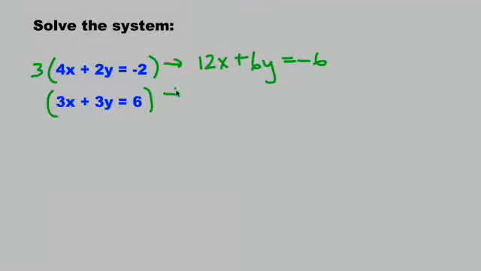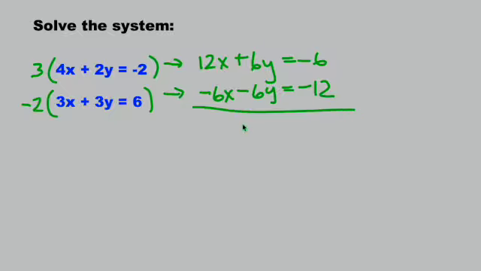When I do the same thing here, I'm not going to multiply this by 3, but I need to turn it into a negative 6. So I'm going to have to multiply by a negative 2. So negative 2 times 3x is negative 6x. Negative 2 times 3y is negative 6y. And then finally, negative 2 times 6 is negative 12. Now when I add the equations together, I get 6x equals negative 18. Therefore, x must be negative 3. So it's okay. You can multiply both equations by different numbers, and that works just fine.